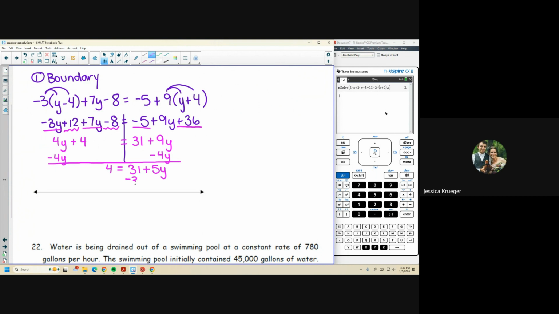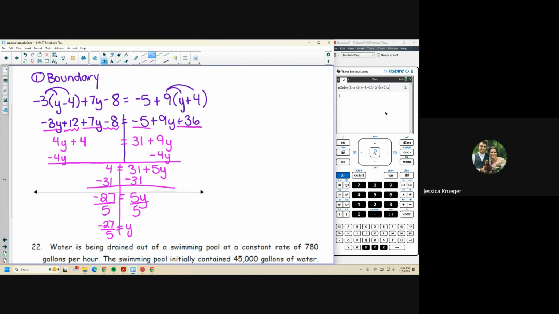Then I can subtract 31 from both sides. And I get 27 equals 5y. 4 minus 31, yes. That should be -27. And then to get y by itself, I'm going to divide both sides by 5. And I get -27 over 5 equals y. So that's my boundary point.